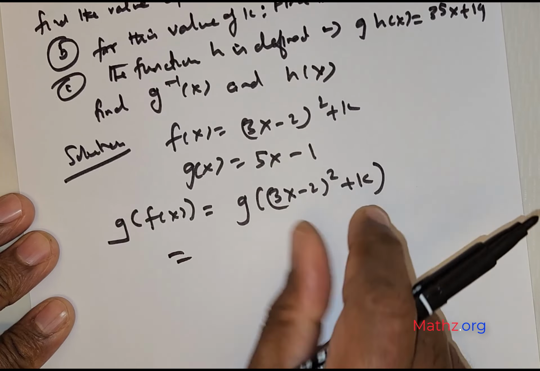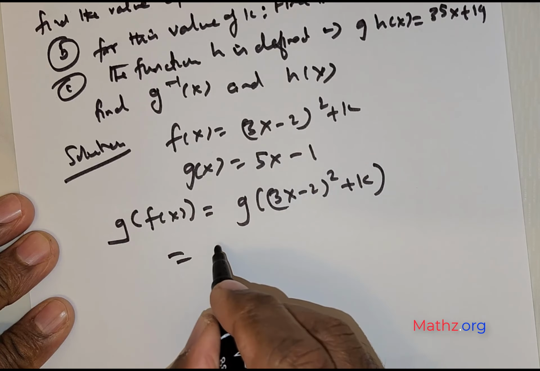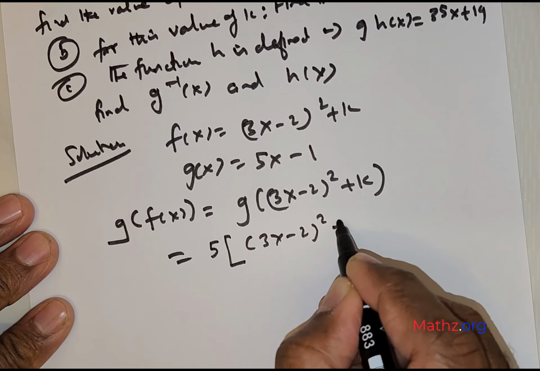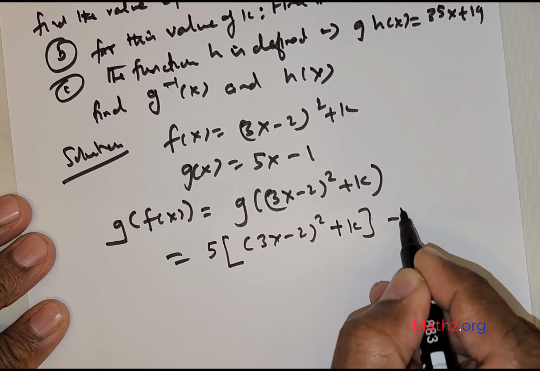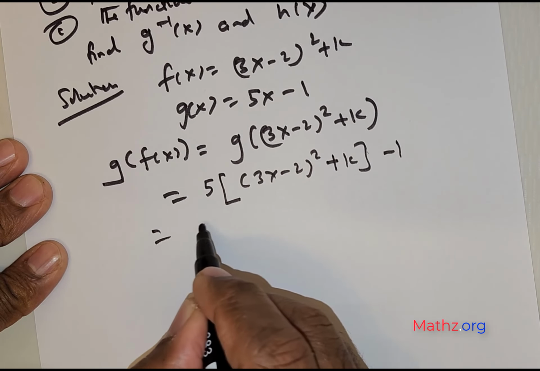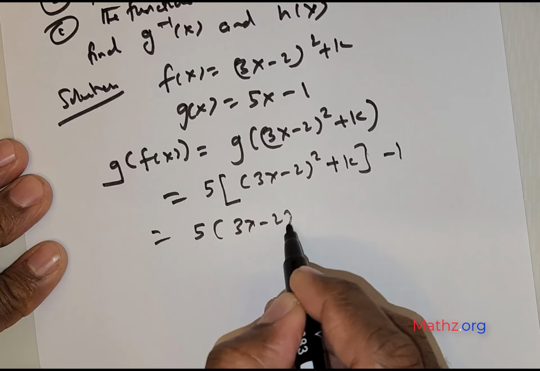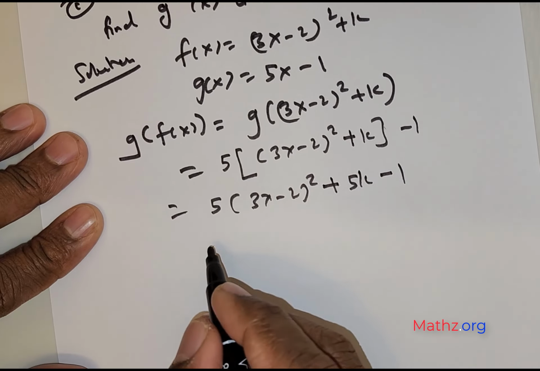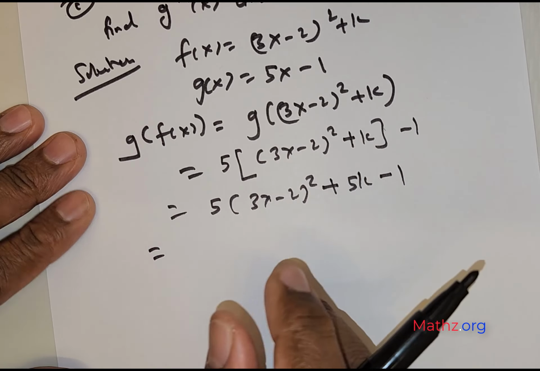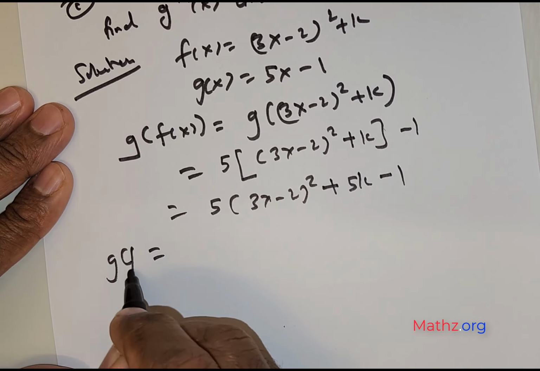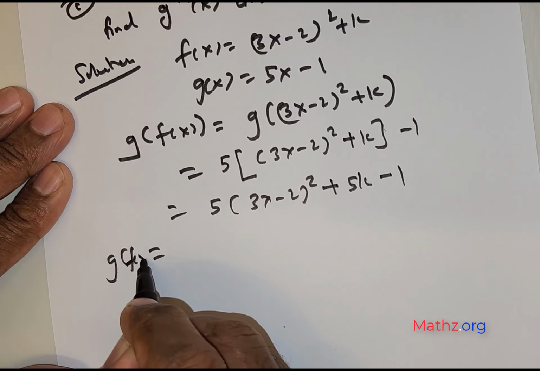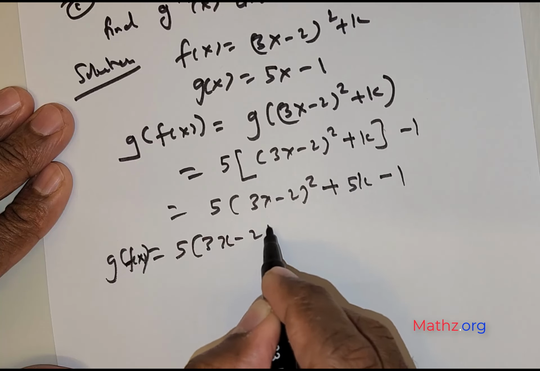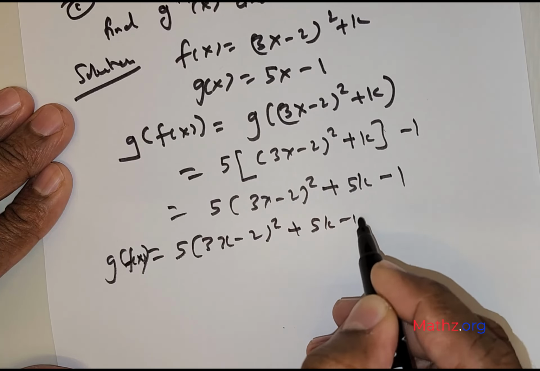Now this has to be substituted into this quantity, so this is going to be 5 times 3(x - 2) raised to the power of 2 plus k, minus 1. Now I distribute 5, so 5 times 3(x - 2) raised to the power of 2 plus 5 times k, minus 1. I don't have to take the square, so let's just have this as g of f of x being equal to 5 times 3(x - 2) raised to the power of 2 plus 5k minus 1.